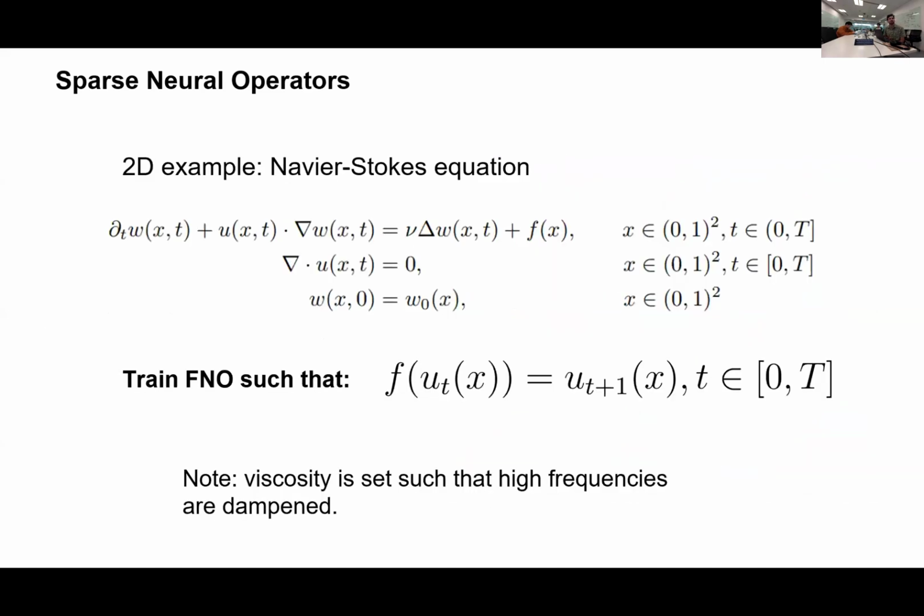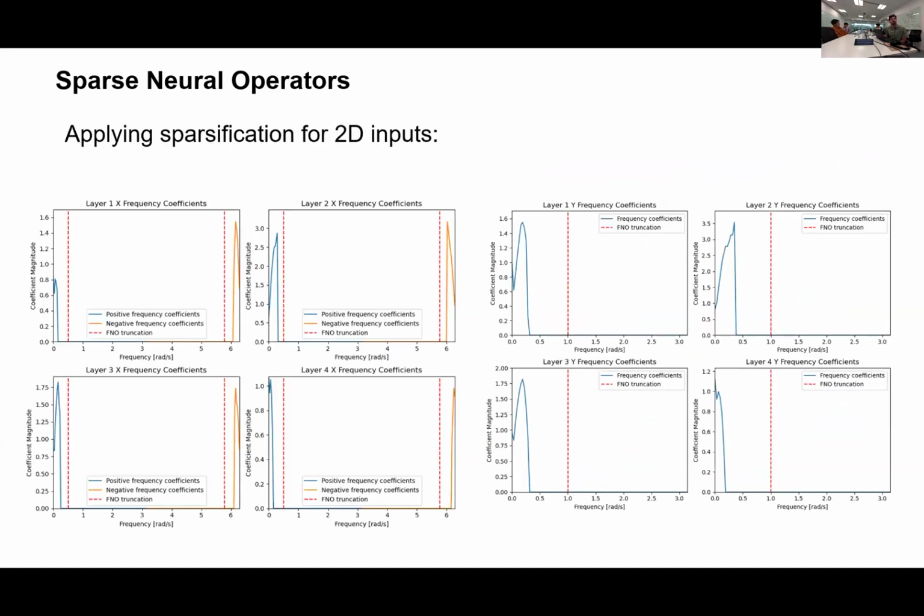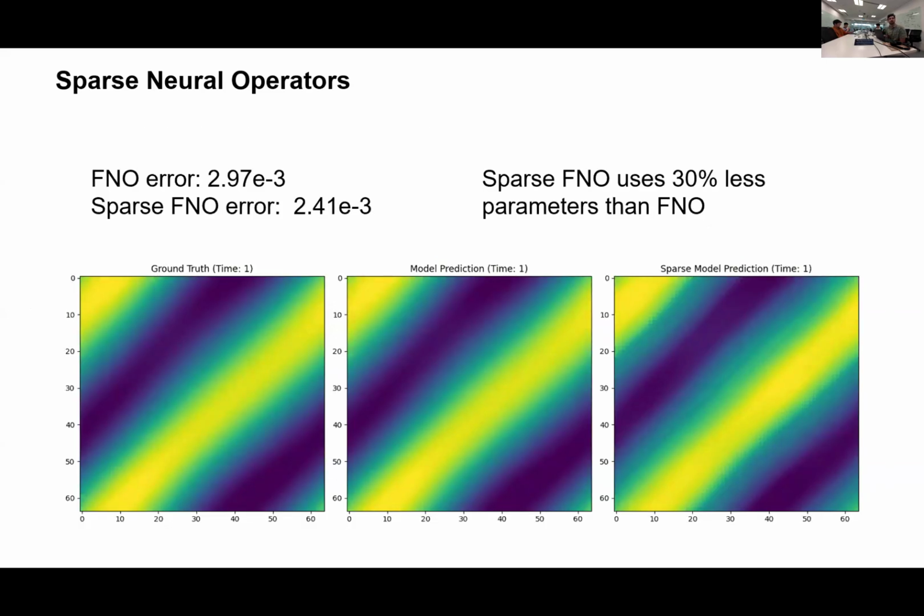Of course, we wanted to verify in 2D. Here we're trying to solve the Navier-Stokes equation. Again, we computed a forward predictor, and this time instead of doing it for 1 time step, we do it iteratively for 10 time steps. Again, we can see that a lot of modes are not used or not significant. Here we also need the negative frequencies to be truncated. So we show that we can sparsify it even more than in the original paper. We obtain a similar error, and our model is about 30% smaller.